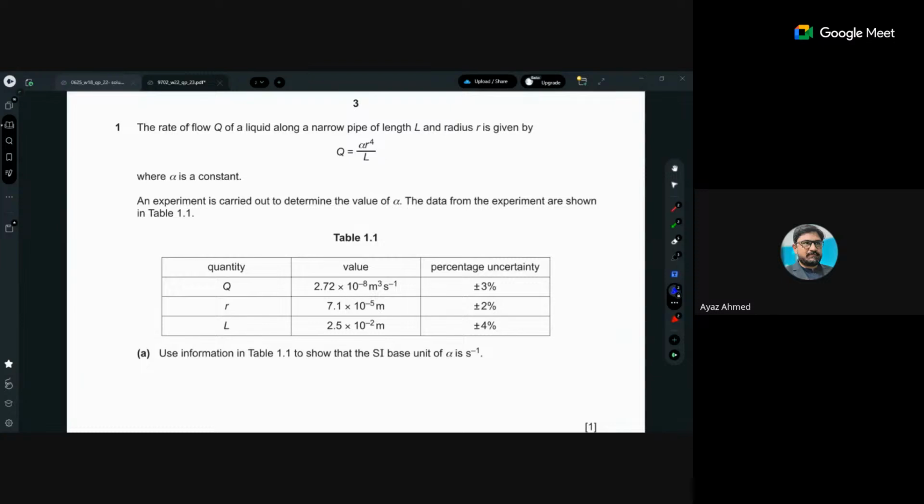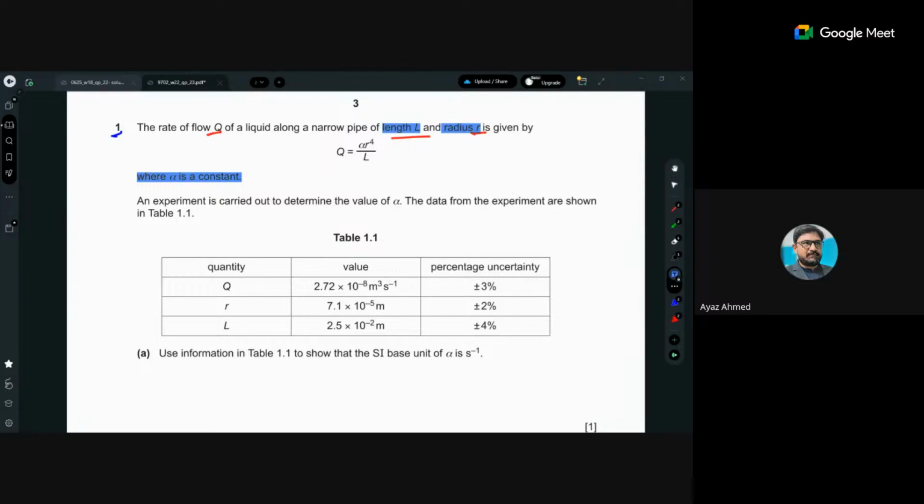The examiner is asking about the rate of flow q of a liquid along a narrow pipe of length L and radius R, given by q equals alpha R to the power 4 divided by L, where alpha is the constant. Whenever you consider these questions, we have to read the script very carefully, to see what those physical quantities are, because symbols do not have any constant configuration. The symbols can be changed.